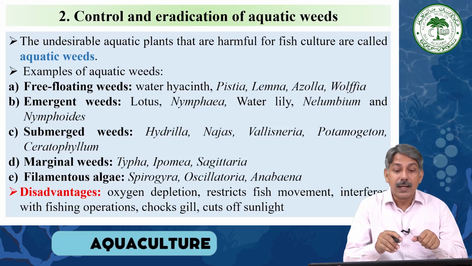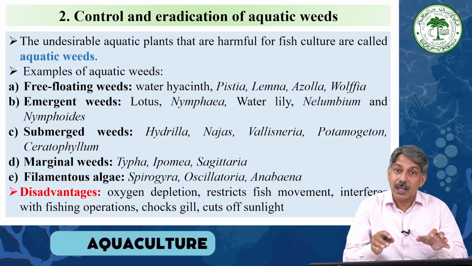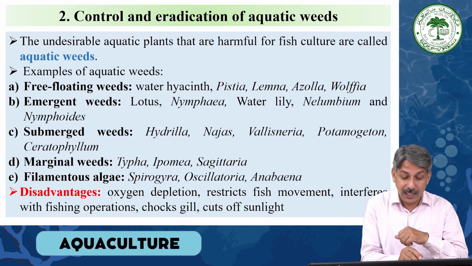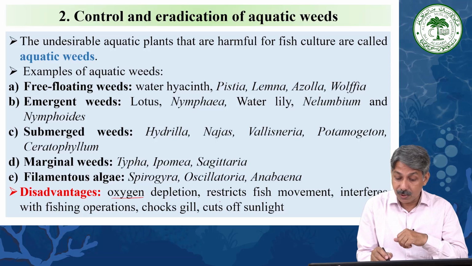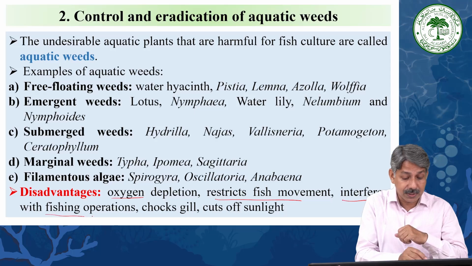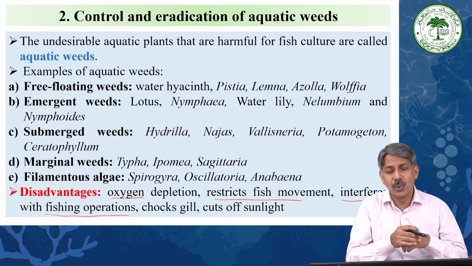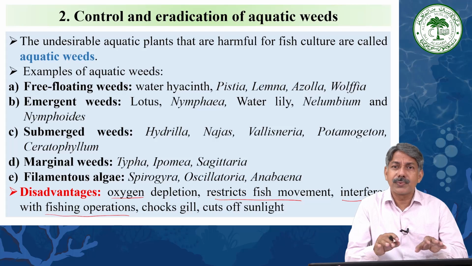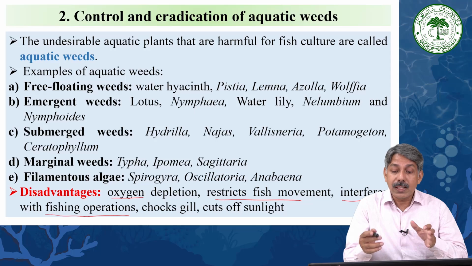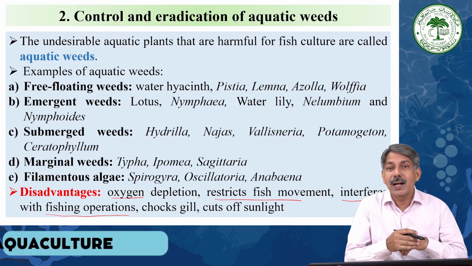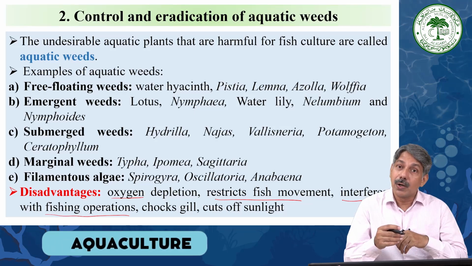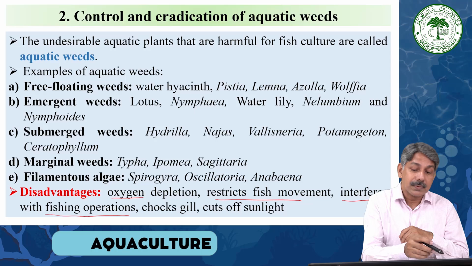Then we have to control or eradicate the aquatic weeds which are present. They are in fact very harmful, especially with regard to oxygen supply to the fish. Oxygen depletion may occur. They can restrict fish movement and interfere with fishing operations and many other things. Gills may be choked, and when sunlight is cut off, primary productivity will also be hampered. Weeds are undesirable plants, harmful to the fish or pond, and they are called aquatic weeds.